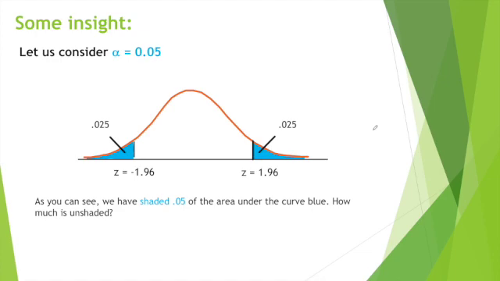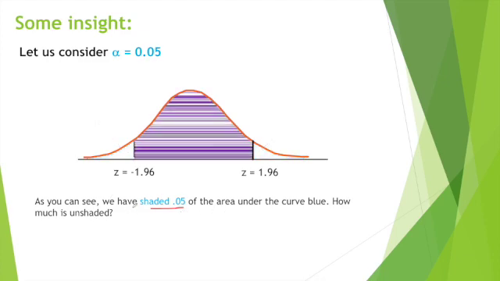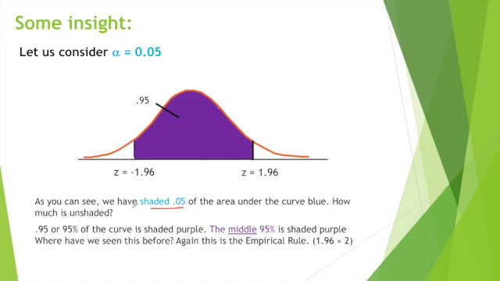So let's consider alpha equals 0.05. Okay? As you can see, we've shaded 0.05 of the entire curve. So how much is left unshaded? This area is going to be 0.95 or 95%. Okay? This is the middle 95. And we've seen this before, right? We had our 68, 95, 99.7 rule that we learned in chapter 5 or 6.